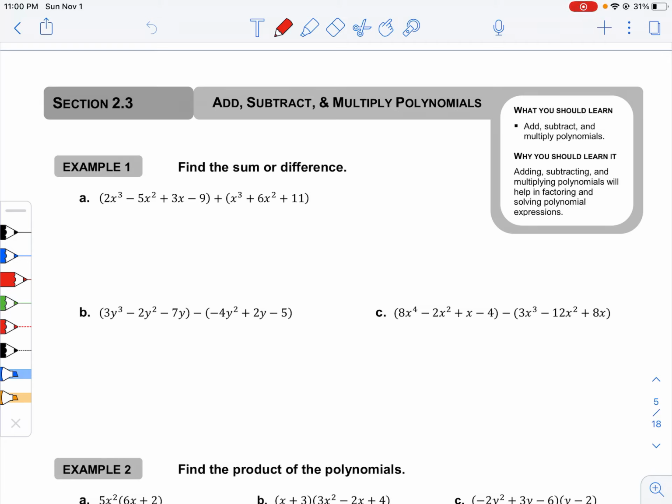All right, today we're going to start section 2.3, which is add, subtract, and multiply polynomials. I was originally going to do add, subtract, and multiply all in one day, but with this being a virtual day, and I don't know what your other teachers are assigning, we're just going to do example 1, which is adding and subtracting polynomials, which should be more of a review for you, but should identify if you have any questions about this part of it.